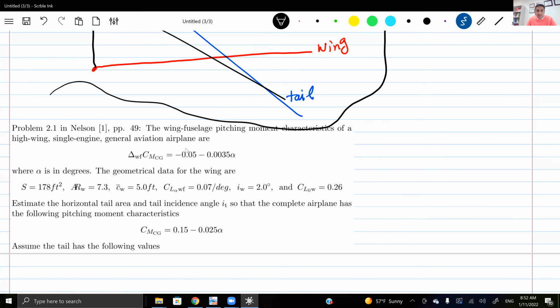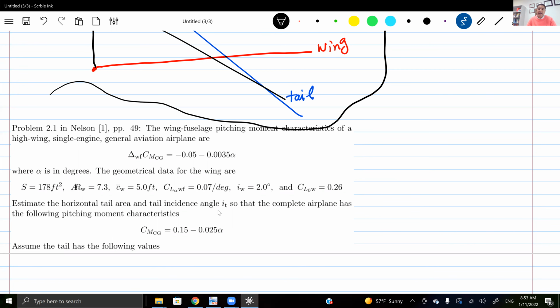As you can see, the CM naught is negative, which is not good. We want it to be positive. And you can see the CM alpha is negative, but it's weak. So we need it to be larger. At any rate, it's giving you the area of the wing, aspect ratio of the wing, chord of the wing, CL alpha of the wing and fuselage. So you don't need to waste your time computing the three-dimensional CL alpha. CL naught of the wing is also given.